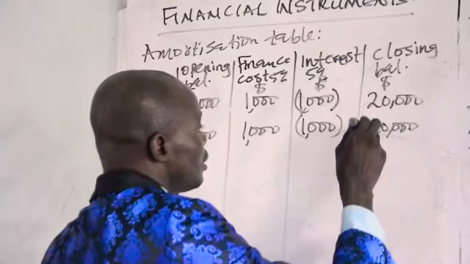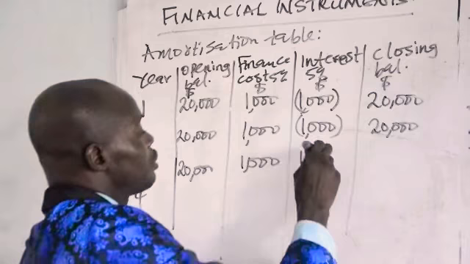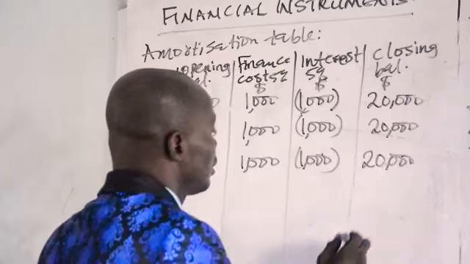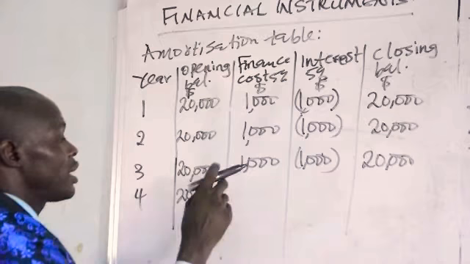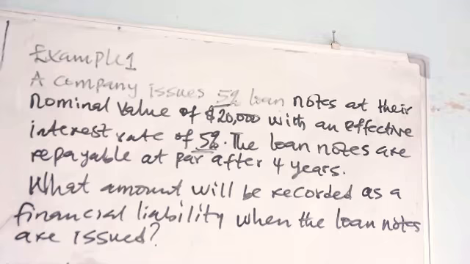Then the closing balance will be the opening balance here. The finance cost will be 1,000, 5% of this. The interest paid will be 1,000. The closing balance will be 20,000. Then the closing balance in year 3 will be the opening balance in year 4. Finance cost will be 1,000, calculated as 5% of this. The loan notes are repayable at par after 4 years, so it will be repayable after 4 years.